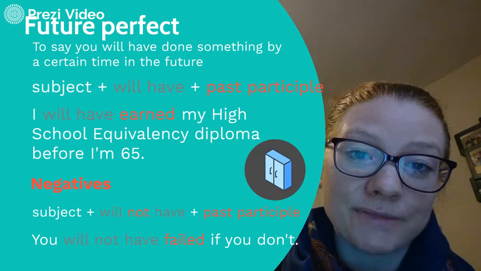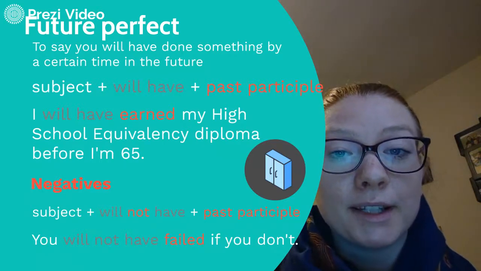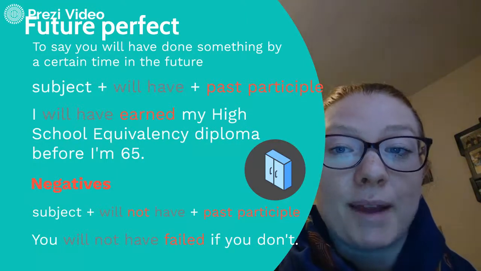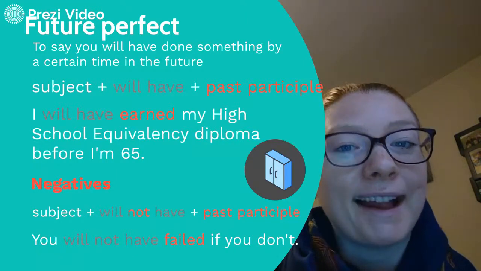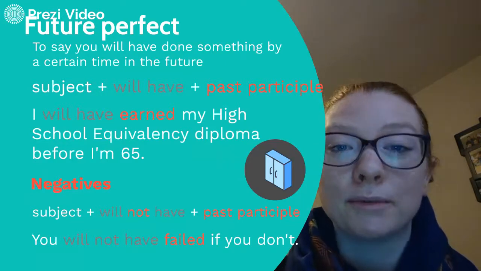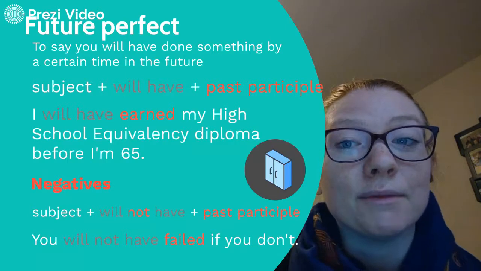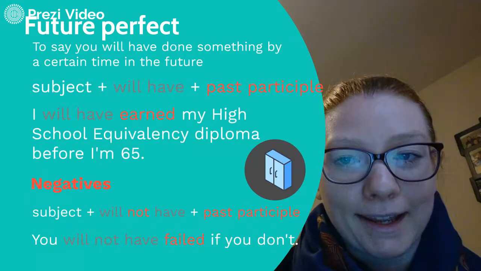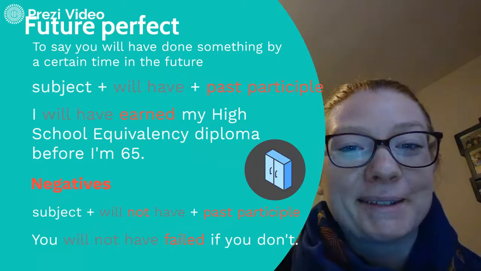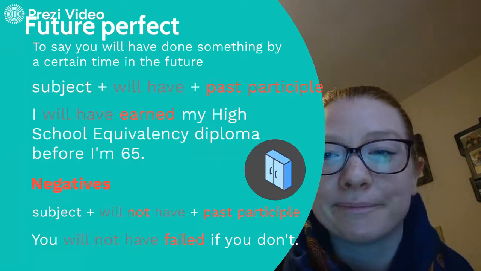So in the future perfect, you are saying that you will have done something by a certain time in the future. So the subject, the helping verb will, and then the helping verb have, and the past participle. For example, I will have earned my high school equivalency diploma before I'm 65. So 65 for me is a moment in the future, and I'm saying I will have done that by the time I have reached that goal in the future. It's a little bit of a mind map.